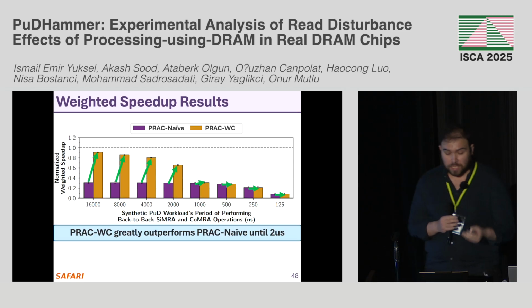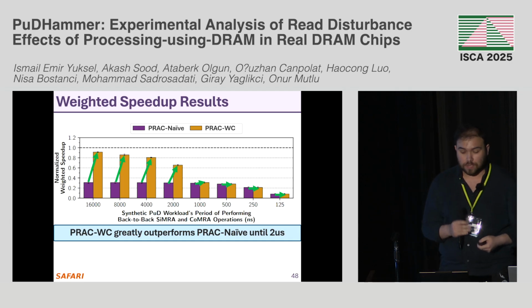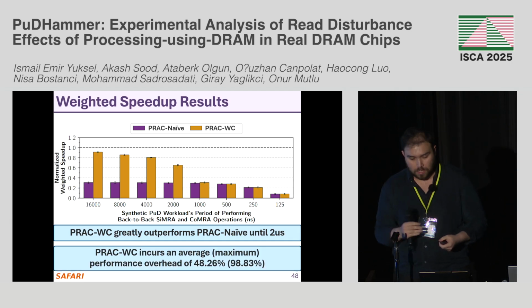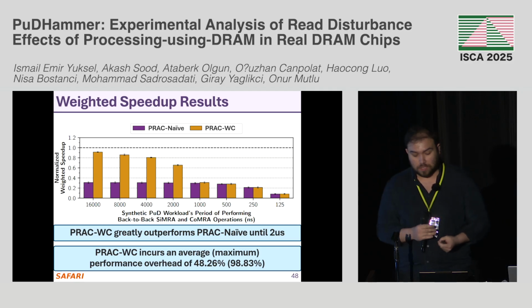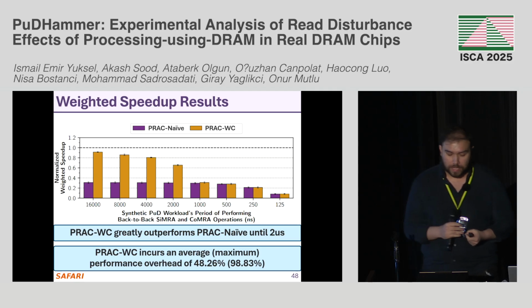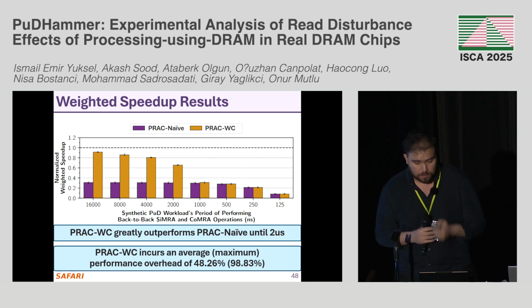And we observe that weighted counting greatly outperforms the naive approach until 2 microseconds. However, once we have a greatly increased PuD intensity, weighted counting incurs a lot of overhead, and on average, it incurs almost 50% performance overhead.